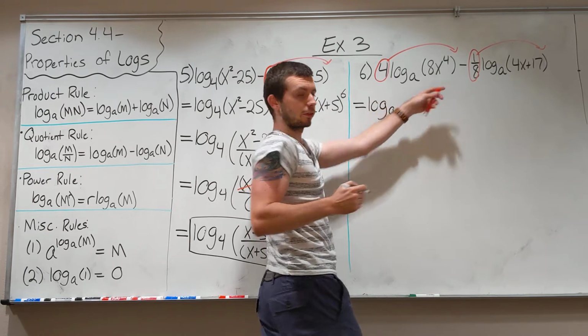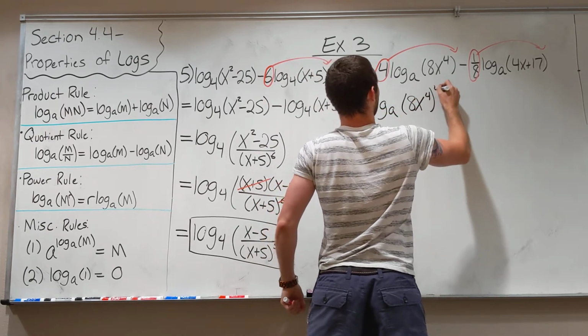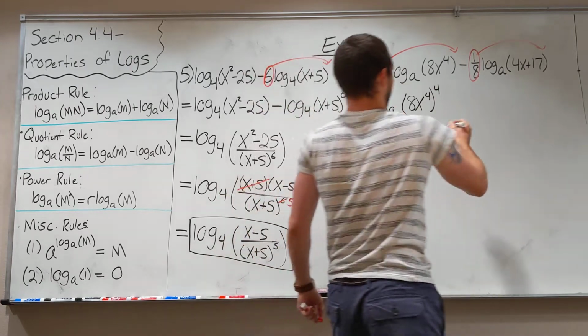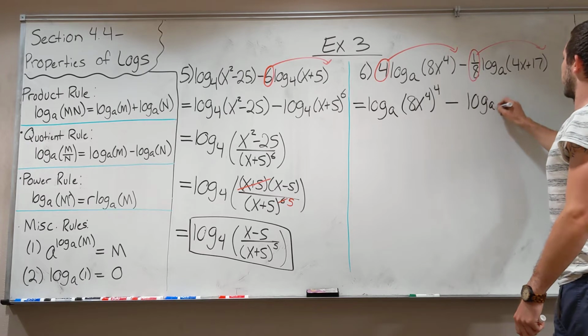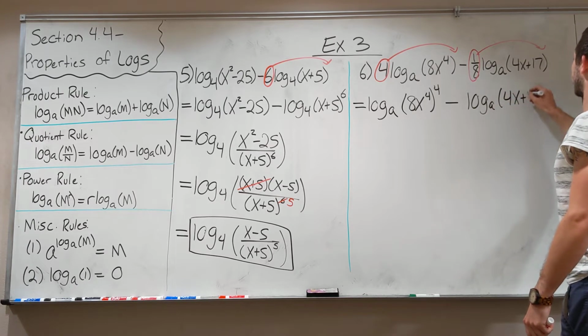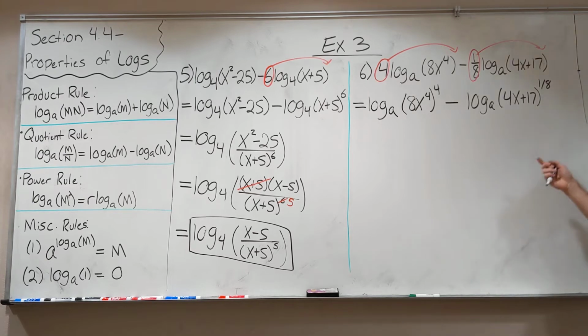So now we have 8x to the 4th, all of that raised to the 4th, because we just brought that 4 as an exponent. So minus log base a of 4x plus 17 raised to the 1 over 8 power. Now there's not really much we can do with the 1 over 8 as an exponent. We'll just leave it as such.